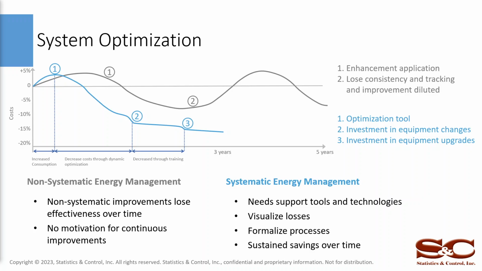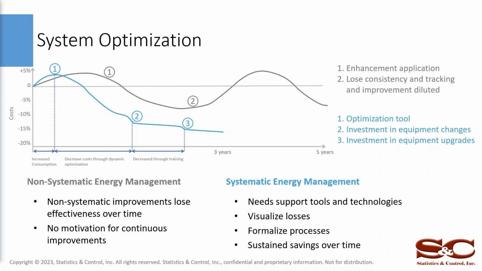Here this takes a look at the system optimization and how a lot of non-systematic energy management systems go. With this black line, you see that you have a little bit of a cost increase, and then it starts to dip down at that level 2. And then after that, we start losing those systematic improvements, or the changes that you're doing start going downstream, and it's less effective over time. Especially if it moves downstream and you don't see it, then operations has no reason to change, because there's no motivation for continuous improvement.